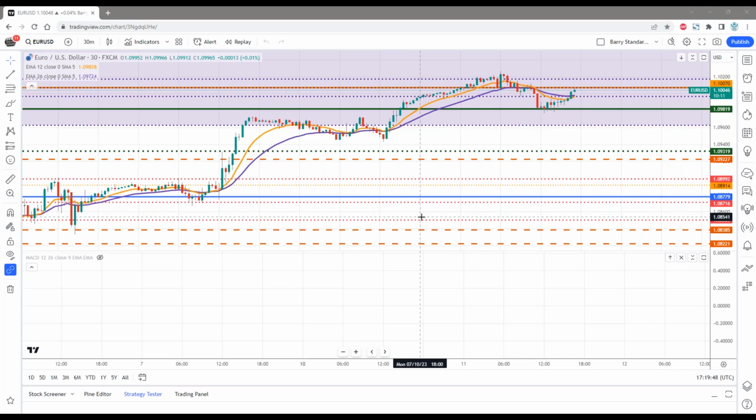So MACD starts out by using a 12 period and a 26 period moving average. So I've already dropped my EMAs on my chart. So the gold line right here, let me put my highlighter on there, is the 12 period exponential moving average.